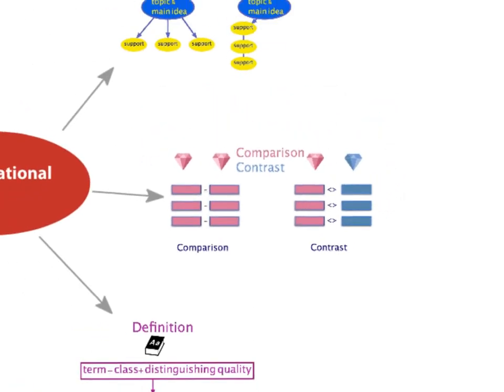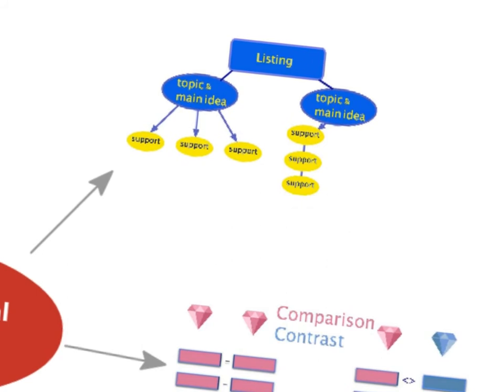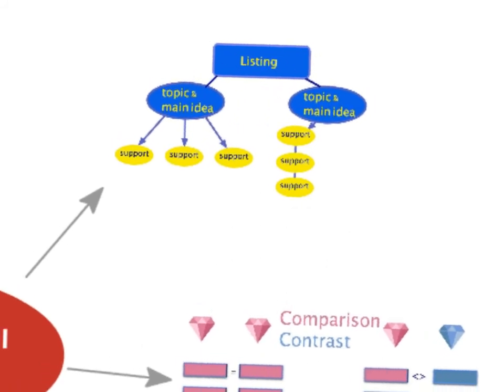Our final category is listing, and listing we could diagram in one of two ways, and probably more. But in listing, basically you have a topic and a main idea and supports, which are examples of that, or a list of things, such as we could talk about Americans' love for fast food and talk about hamburgers, pizza, and tacos, for example, as Taco Bell.